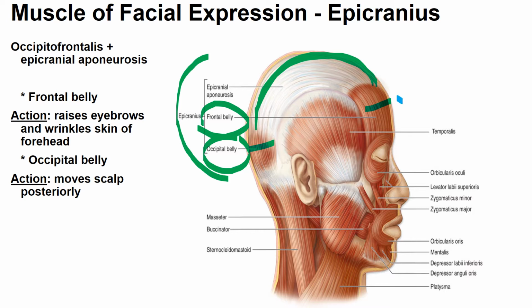So first, the frontal belly, which I'm highlighting here in blue. This is superficial to the frontal bone on the forehead. So when this muscle contracts, it raises the eyebrows and it wrinkles the skin of the forehead. Now here in orange, what we have is the occipital belly, which is found on the posterior side of the head, and when this muscle contracts, it retracts the scalp slightly.